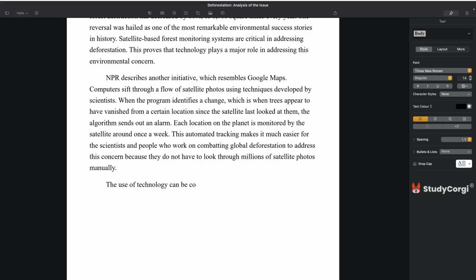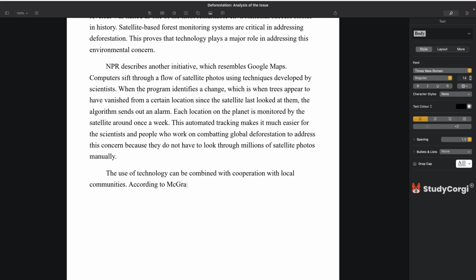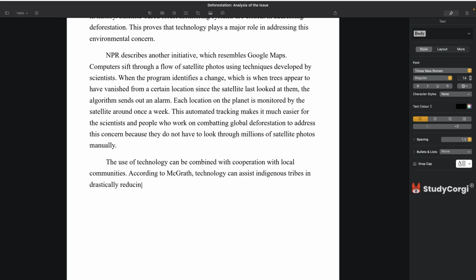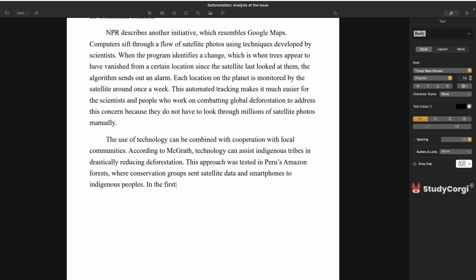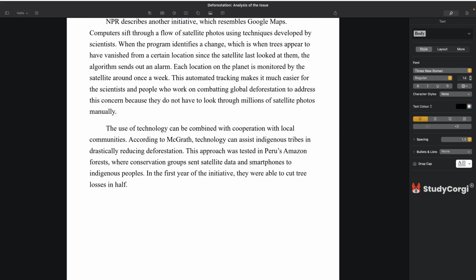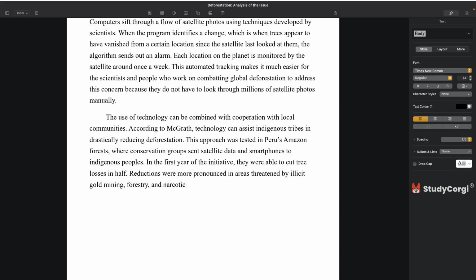The use of technology can be combined with cooperation with local communities. According to McGrath, technology can assist indigenous tribes in drastically reducing deforestation. This approach was tested in Peru's Amazon forests, where conservation groups sent satellite data and smartphones to indigenous peoples. In the first year of the initiative, they were able to cut tree losses in half. Reductions were more pronounced in areas threatened by illicit gold mining, forestry, and narcotics.